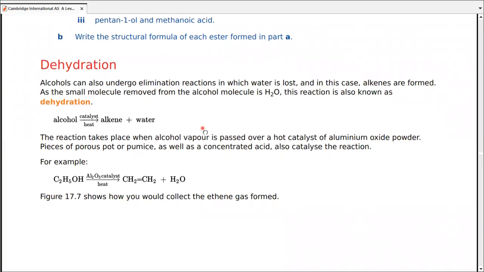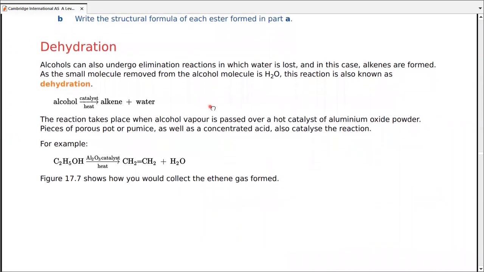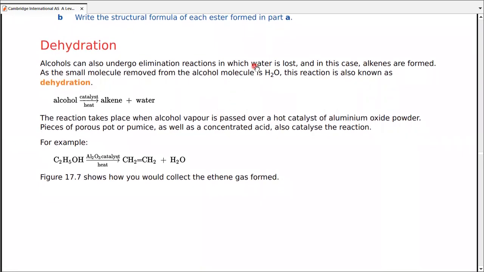All right, we were supposed to start with dehydration. Now, dehydration in the case of alcohols is a proper elimination reaction. Why? Because we take a complete small molecule out of an alcohol, that is water, and we form an alkene. This happens under catalyst and heat.